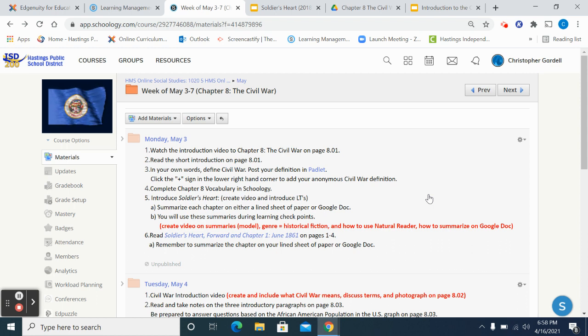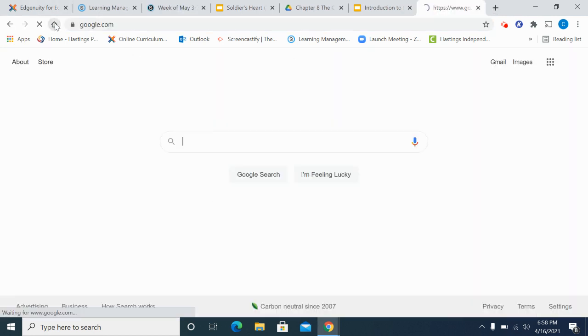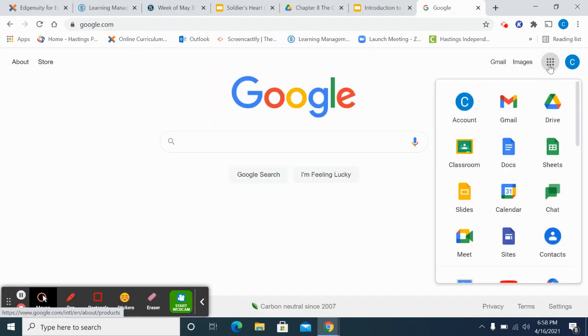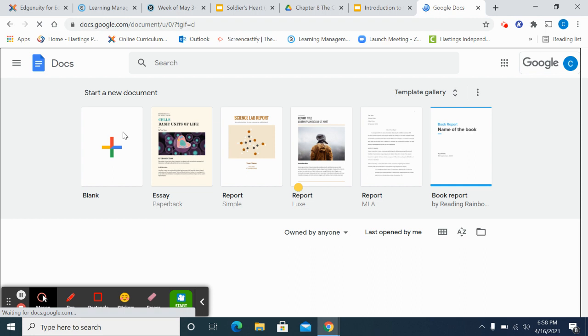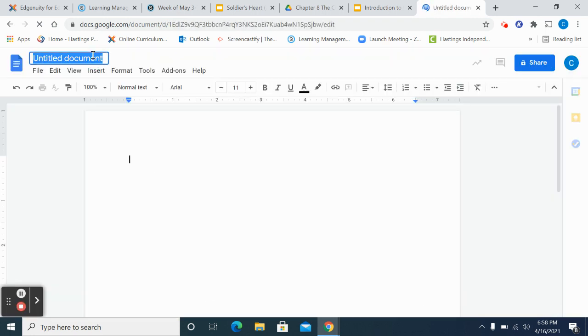Your summary can either be on paper and pencil. Okay, some of you prefer to do that. Others of you might want to do what I would encourage you to do, and that's to simply log into your Hastings Apps account and pull up a blank Google Doc. So I'm going to click on a blank one. I'm going to title this Soldier's Heart.